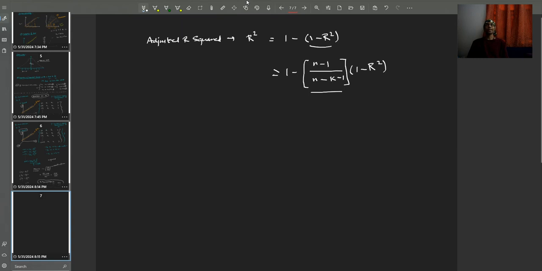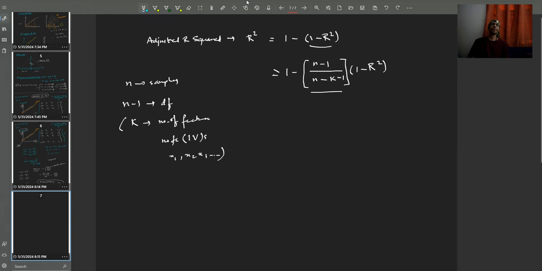So what is this n and what is this k? So n is the number of samples, which means, statistically speaking, n minus 1 is the degree of freedom, and k is the number of features or number of independent variables. Number of independent variables like x1, x2, x3, all this.